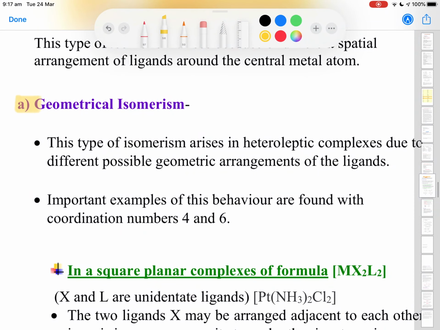The first one is geometrical isomerism. This type of isomerism you have already studied in grade 11 for organic compounds. The concept remains the same. In geometrical isomerism, there are two types of isomers. One is cis and the other one is trans. So how do you differentiate between cis and trans? I will just take a few examples and explain.